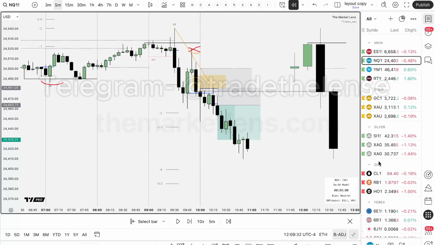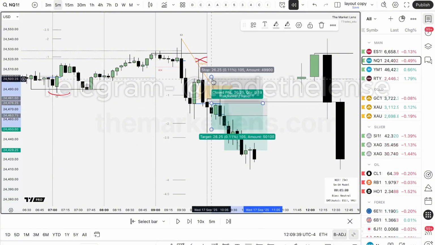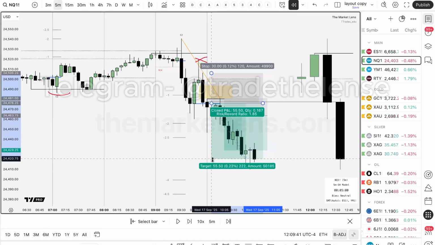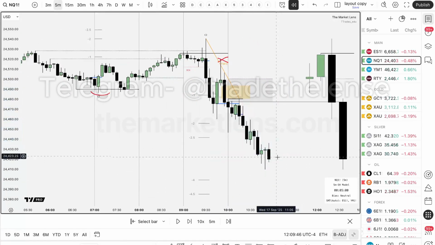Oh yeah, and you took the other one as well. So yeah, you captured both of the opportunities there. You also took this one, right? Which you got 2R out of as well. So yeah, that's very well done. You just waited for the closures and that makes a lot of sense.